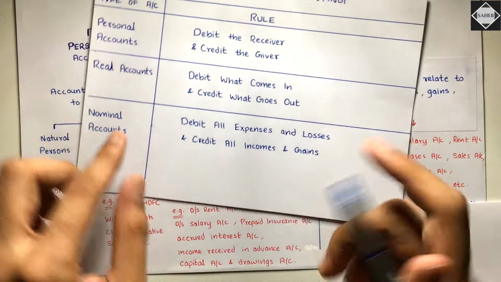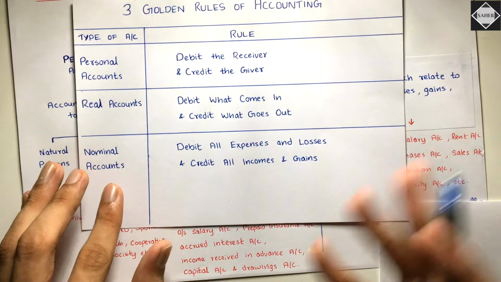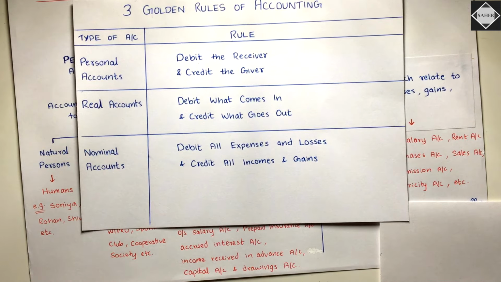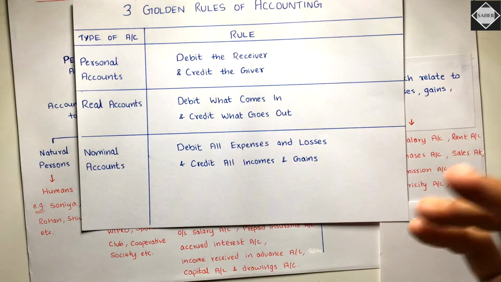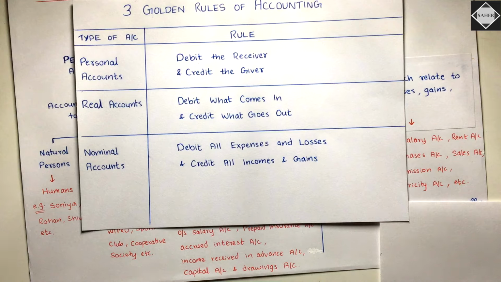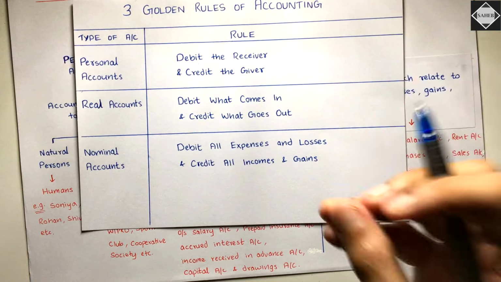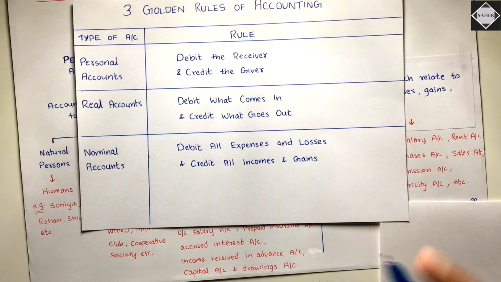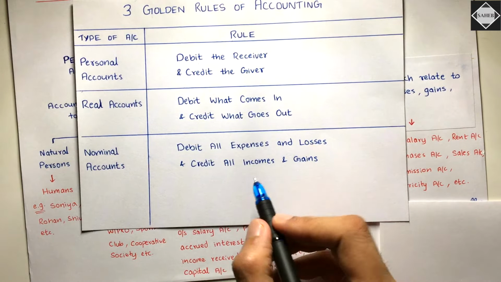The rule is really simple. Debit all expenses and losses and credit all incomes and gains. For example, let's say you have paid rent, debit rent. Let's say you have paid electricity bill, debit electricity account. Let's say you have paid salary, debit salary account. Let's say you have received rent from any extra room that you have rented out. You have received rent, so you have to credit all incomes and gains. Let's say you have received royalty, then you have to credit that. If you have received commission, you have to credit that. Why? Because it's your income.